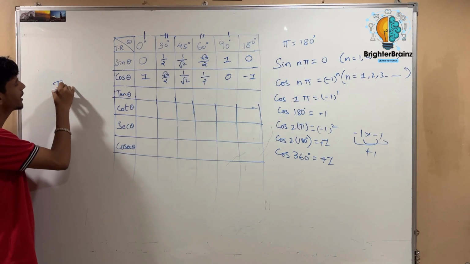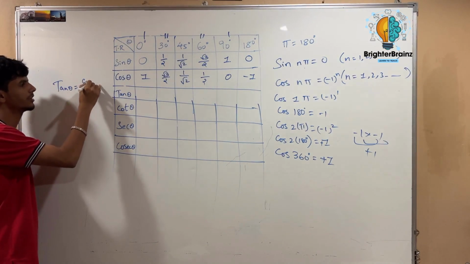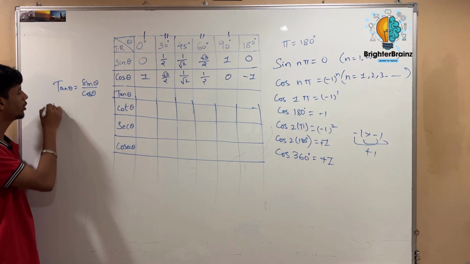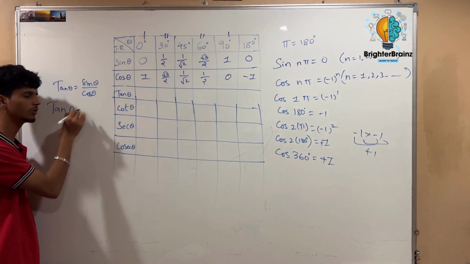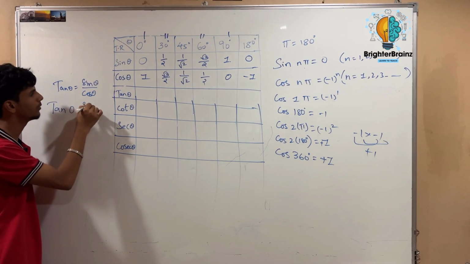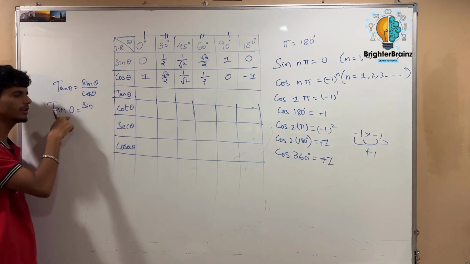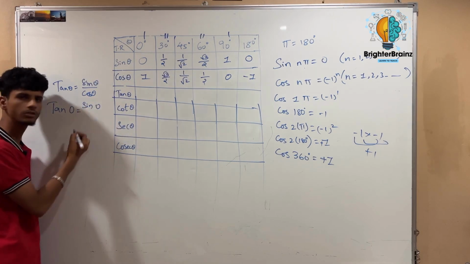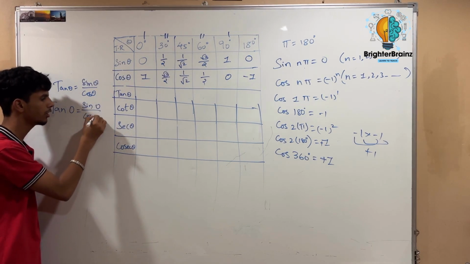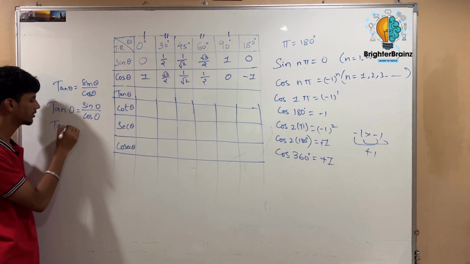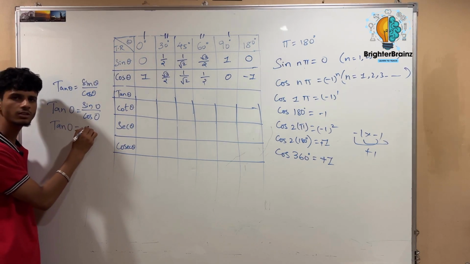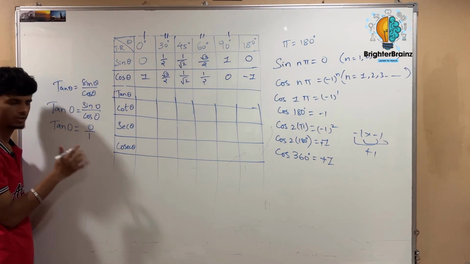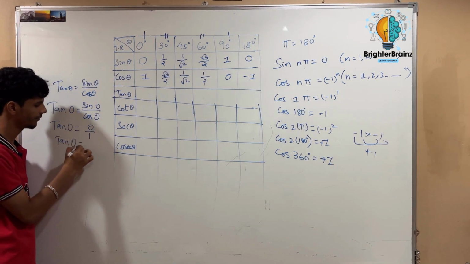We know that tan theta is equal to sin theta by cos theta. So if you want to find the value of tan 0, what is the value of theta here? 0. So can we place a 0 in place of theta? So sin 0 by cos 0. We know the value of sin 0. What is the value of sin 0? 0. And cos 0 value is 1. 0 by something is 0. So tan 0 is 0.